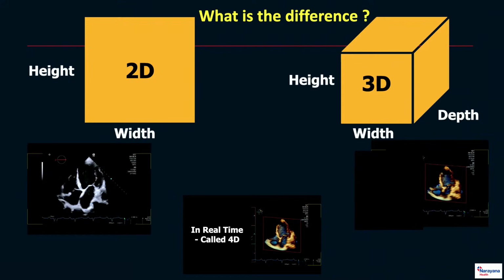So when you're looking at 3D, when you say 2D, you have the height and width. And when you have depth added to it, suddenly it becomes 3D. And when it is a frozen image, it is 3D. And when it starts to move and it's in real time, it is called real-time 3D, or some people call it 4D. So that's the terminology. So we just know some very basic things about what is 2D and what is 3D.